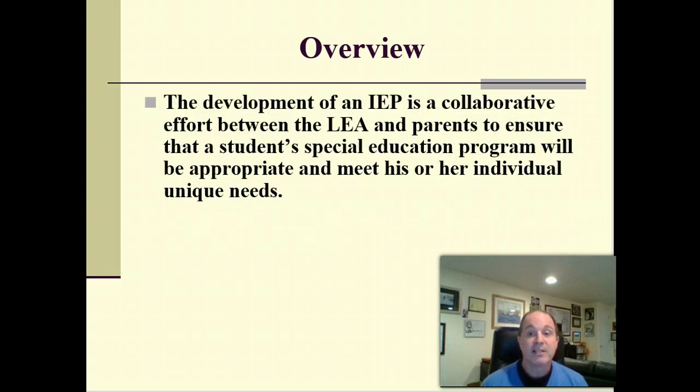The development of an IEP is a collaborative effort between the school district, or the local education agency, as we'll call it, the LEA, and the parents. So it's a collaborative effort between the school district, the LEA, and the parents to ensure that a student's special education program will be appropriate and will meet his or her individual, unique needs. And that's very important to recognize, that when we develop this IEP, it's going to be a collaborative effort. There will be an IEP team. It'll involve many different people, but the parents and the school district will work together on this team. They'll be a part of one team, and the whole fundamental purpose is to ensure that the student's special education program will be appropriate, and that ultimately it will meet his or her individual and unique needs.